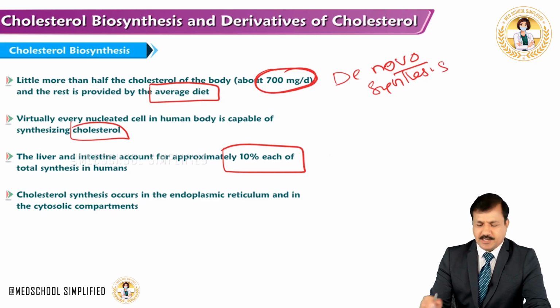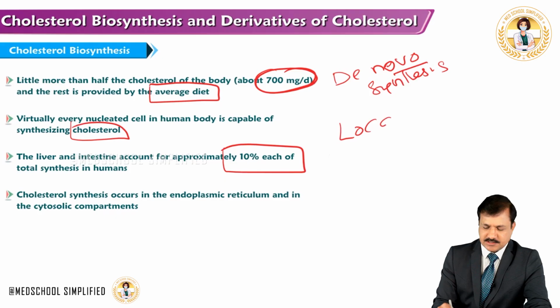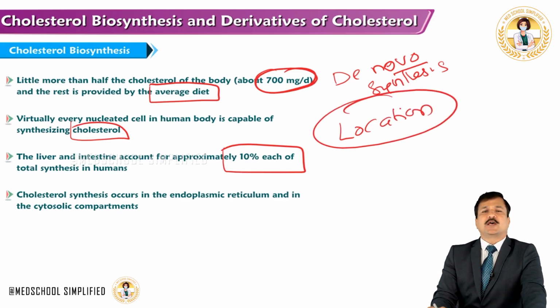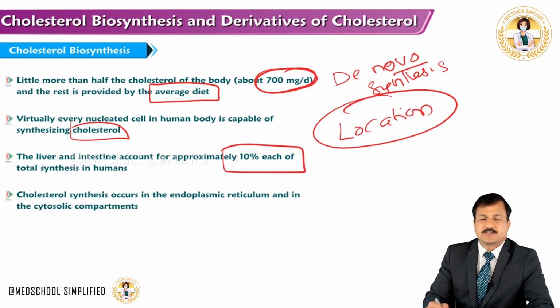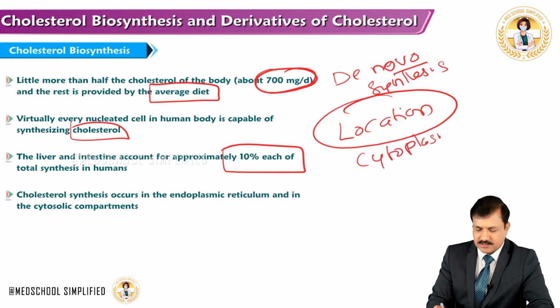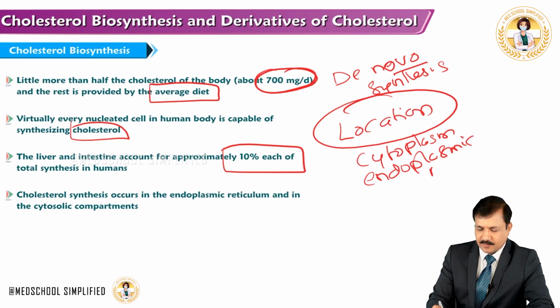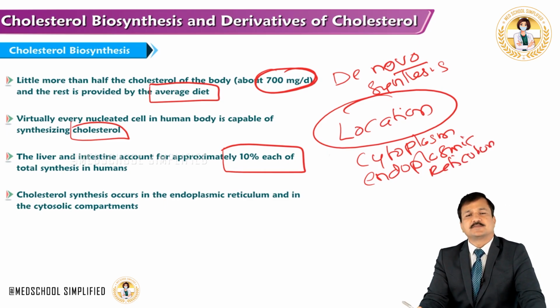And coming to the location of cholesterol biosynthesis, you have to remember, cholesterol biosynthesis is divided into two subcellular compartments. Initial reactions go on in the cytoplasm, and later it will be going on in the endoplasmic reticulum. You have to remember the location of cholesterol biosynthesis.